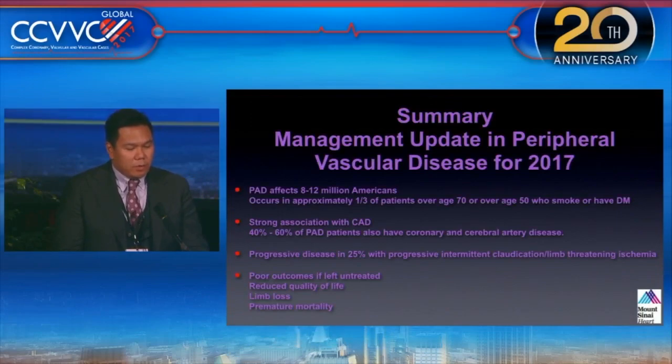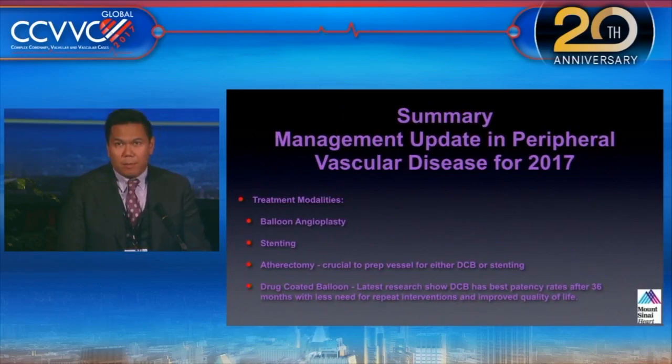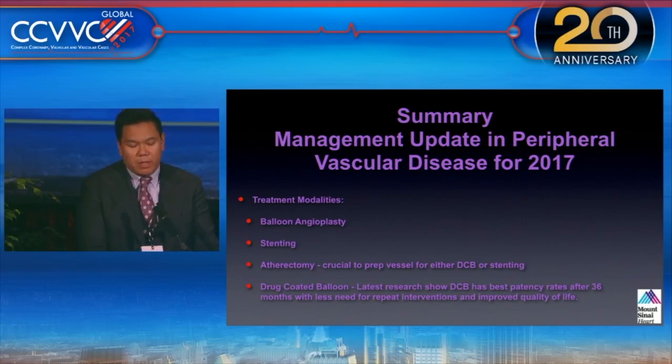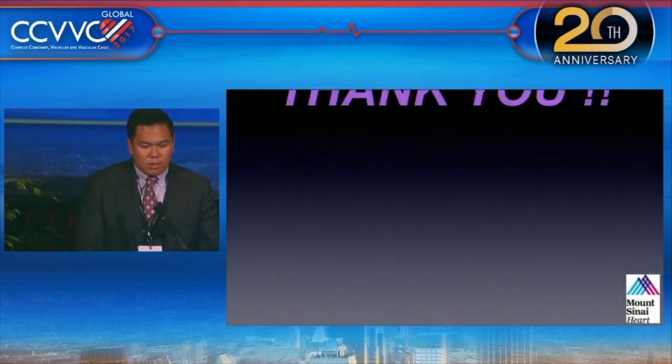So in summary, management update for peripheral vascular disease in 2017: we know it's a significant disease process. It affects many people and has a very strong correlation with CAD. It's a progressively worsening disease and has very poor outcomes if left untreated. We have many ways to treat peripheral vascular disease, which I went over today: balloon angioplasty, stenting, and atherectomy, which is crucial for vessel prep for either drug-coated balloon or stenting. And finally, the latest and best option from the data is the drug-coated balloon, which, as we see in the IMPACT trial, has the best patency rates after 36 months with less need for repeat interventions and improved quality of life. So the hospital's happy, the patient's happy. Thank you very much.